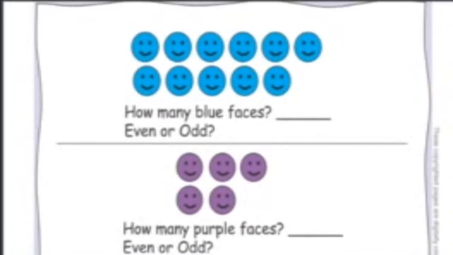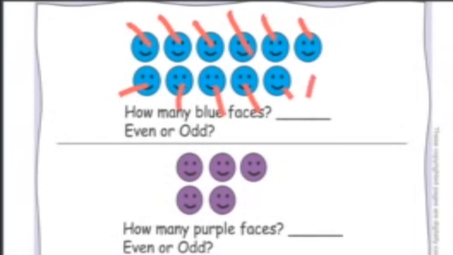Okay, the next example down the line. Wow, it's about even or odd. Now what are even numbers or odd numbers? Even numbers are numbers that can be paired into partners of 2 without any remainder or leftover. Okay, now let's take the first example. They said how many blue faces are here? So first of all, let's count the number of blue faces. 1, 2, 3, 4, 5, 6, 7, 8, 9, 10, 11. So I have 11 blue faces.